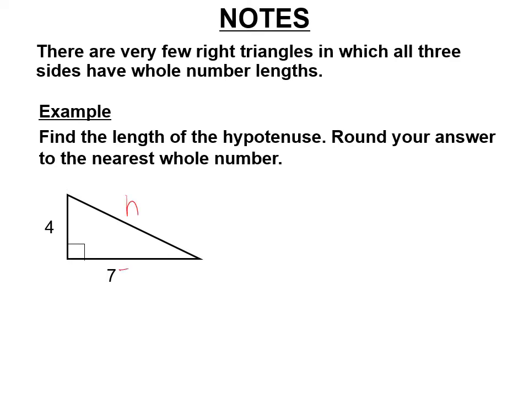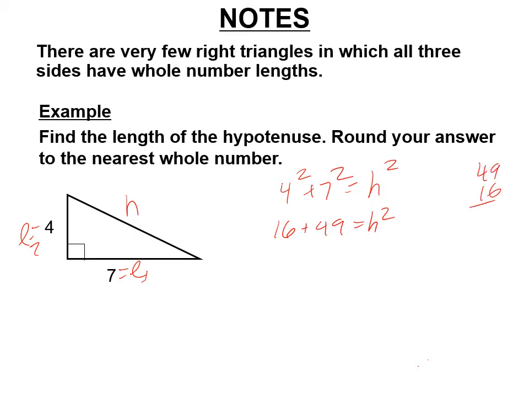So we're missing a hypotenuse. So we're going to go 4 squared plus 7 squared equals hypotenuse squared. 4 squared is 16. 7 squared is 49. 49 plus 16 is 65. 65 equals h squared. So h will equal the positive and negative square roots of 65.